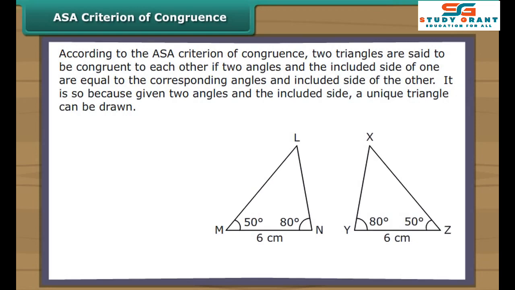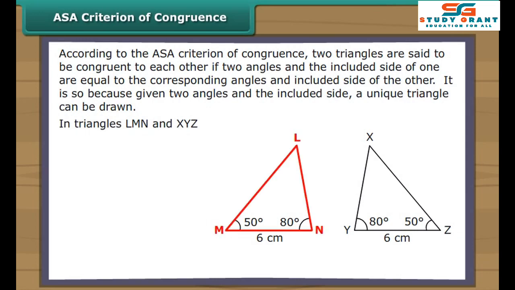ASA criterion of congruence. According to the ASA criterion of congruence, two triangles are said to be congruent to each other if two angles and the included side of one are equal to the corresponding angles and included side of the other. It is so because given two angles and the included side, a unique triangle can be drawn.